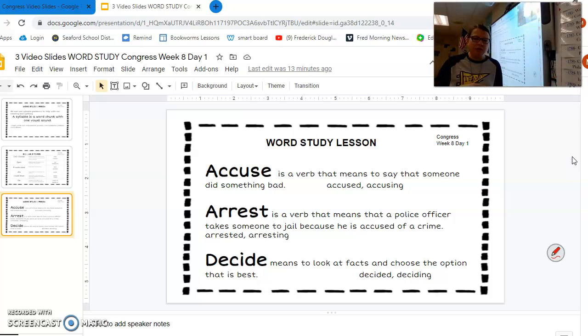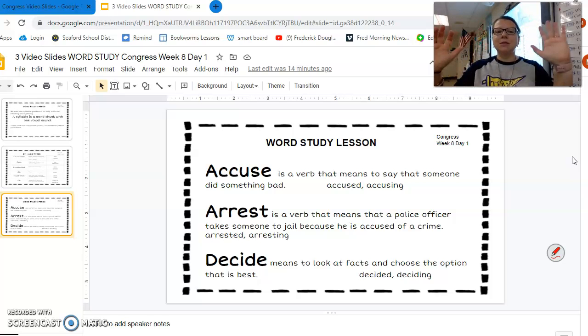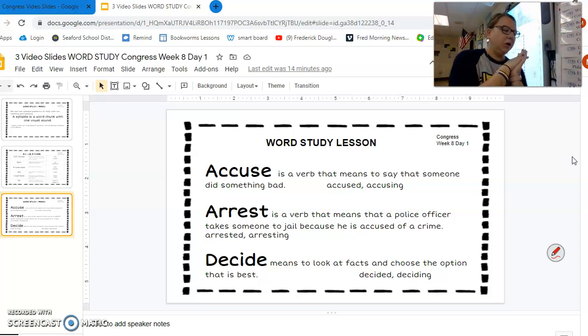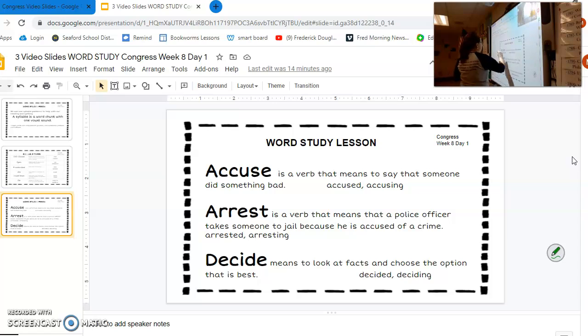Okay, let's look at the first one, accuse. What word? Accuse. The word accuse is a verb that means that you say that somebody did something bad, that somebody did something wrong. Accuse. Okay, let's see how many syllables we have in the word accuse. Ready? Get your hands ready and see how many syllables we have in there. Accuse. Very good. So we have two syllables.